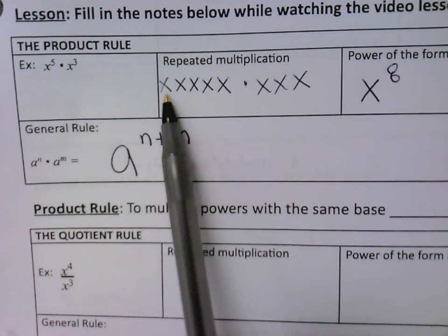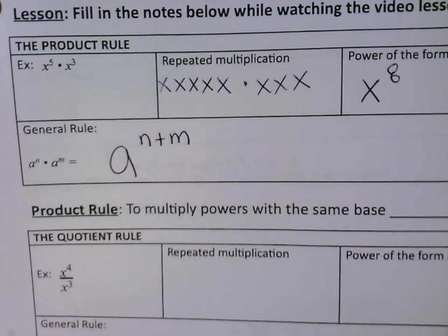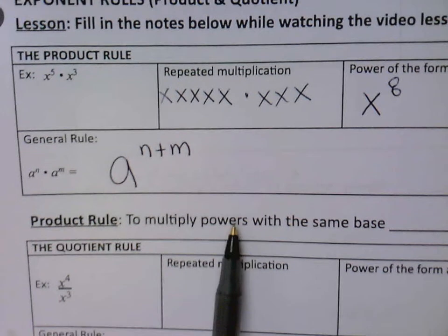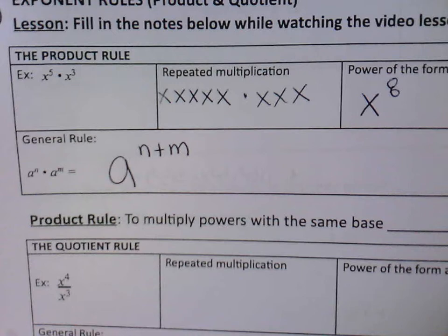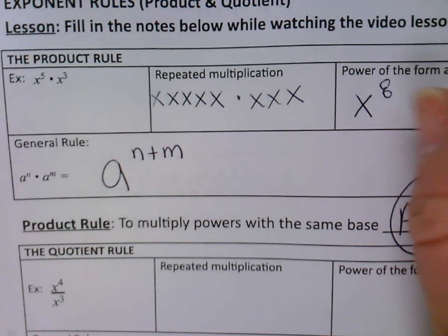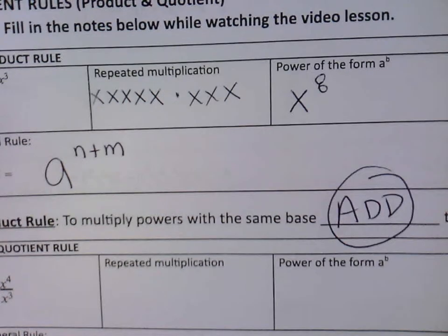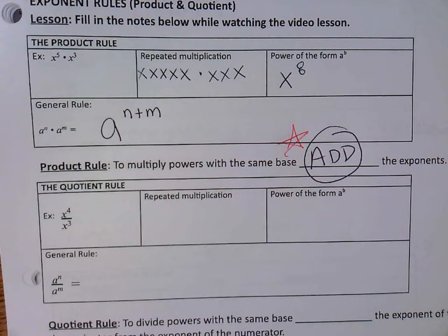The quotient rule is very similar. We're going to write out the repeated multiplication and generate the rule. So this says the product rule: to multiply powers with the same base, add the exponents together. You learned one of the 6 rules, the product rule. Don't memorize the name of it. Who cares what it's called? If you see the same base and you're multiplying, you can add the exponents together.